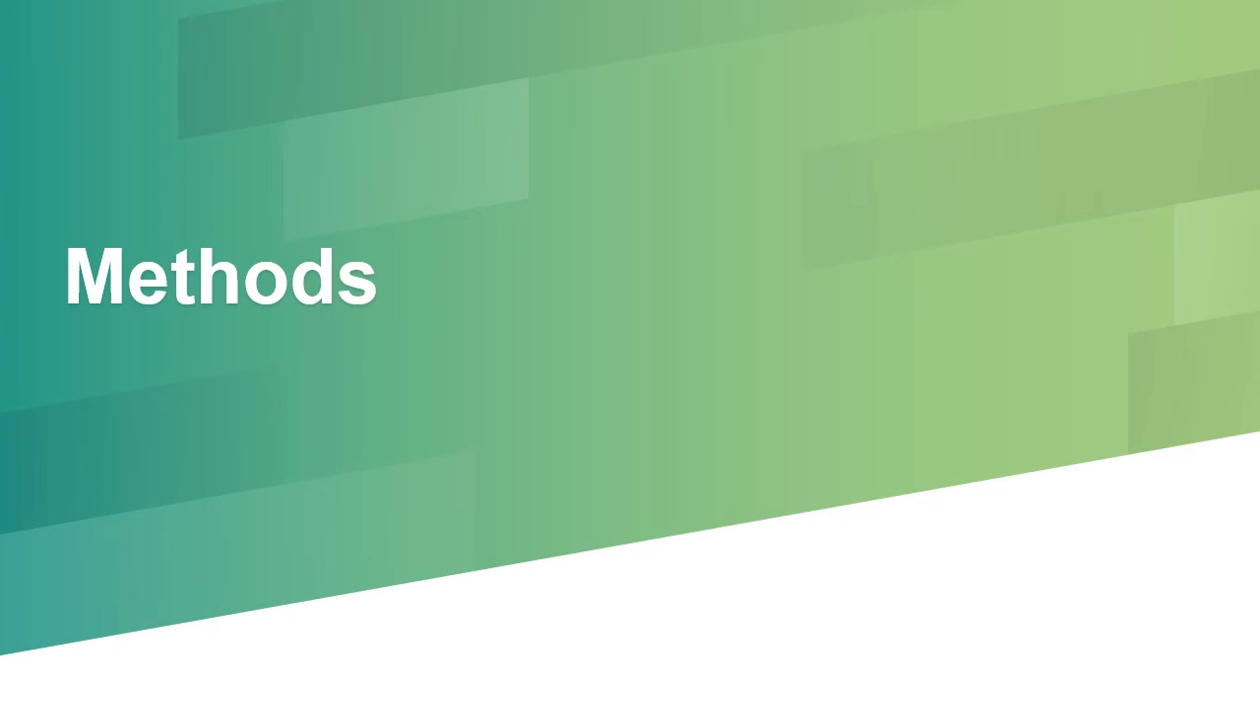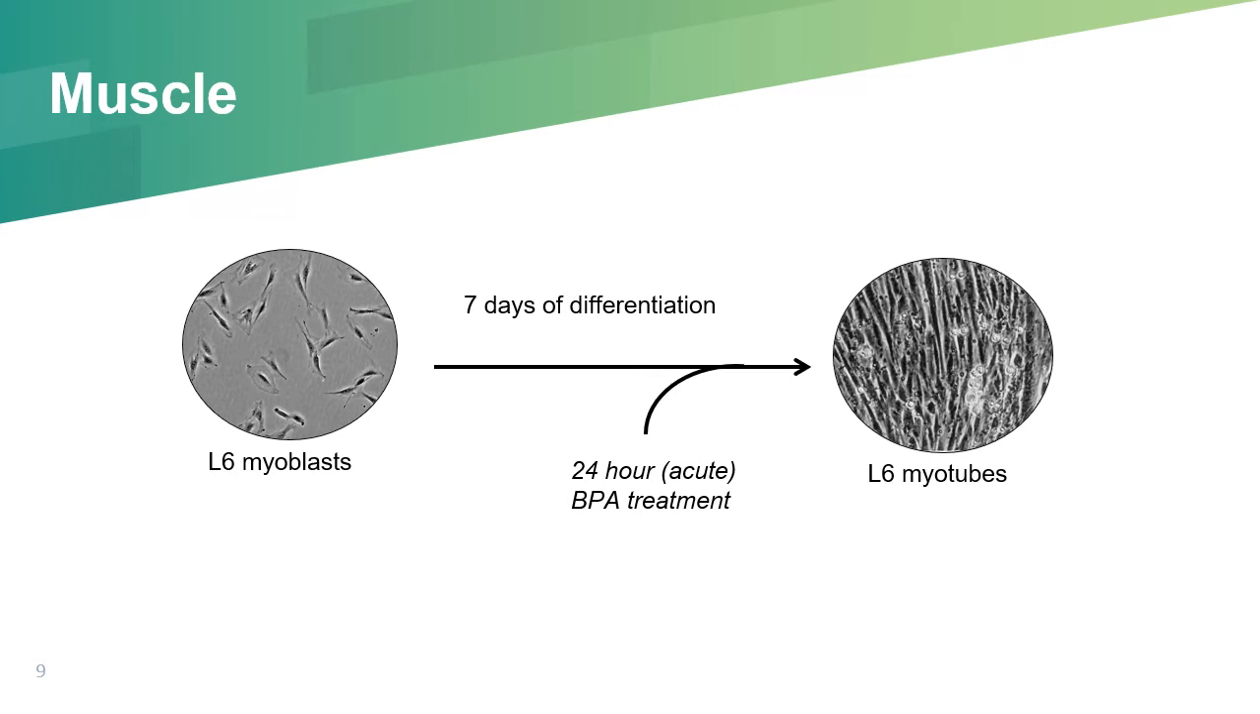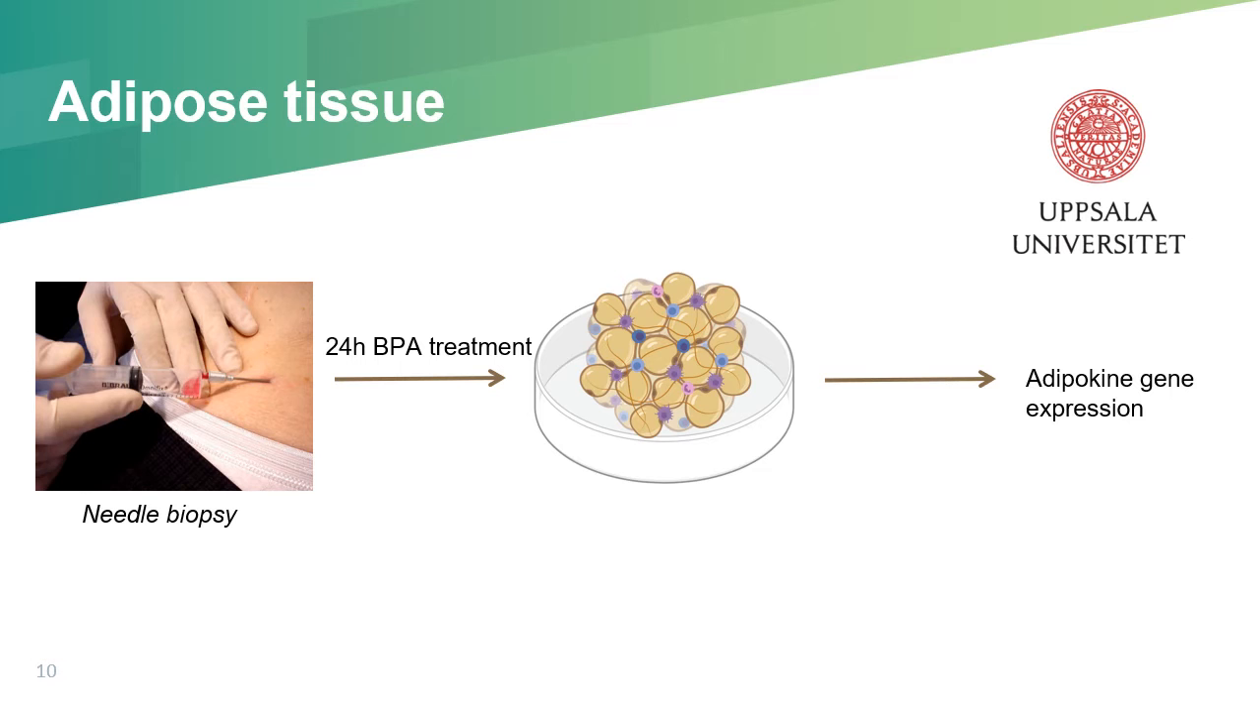So I will start with some methods. For muscle, we differentiate L6 myoblasts for 7 days, and during the last 24 hours of differentiation, we incubate with BPA at both physiological and supraphysiological levels. And adipose tissue was derived by needle biopsy and treated with BPA for 24 hours, and adipokine gene expression was measured.